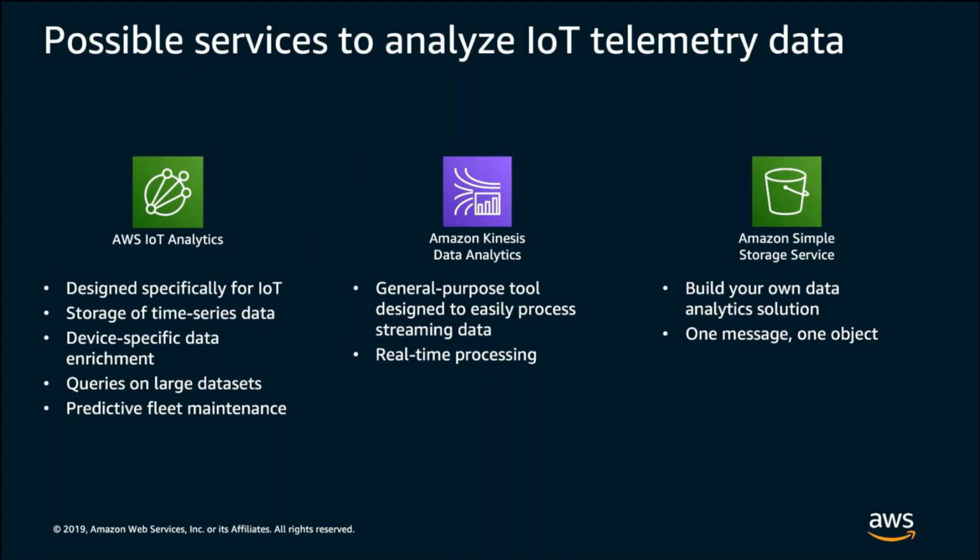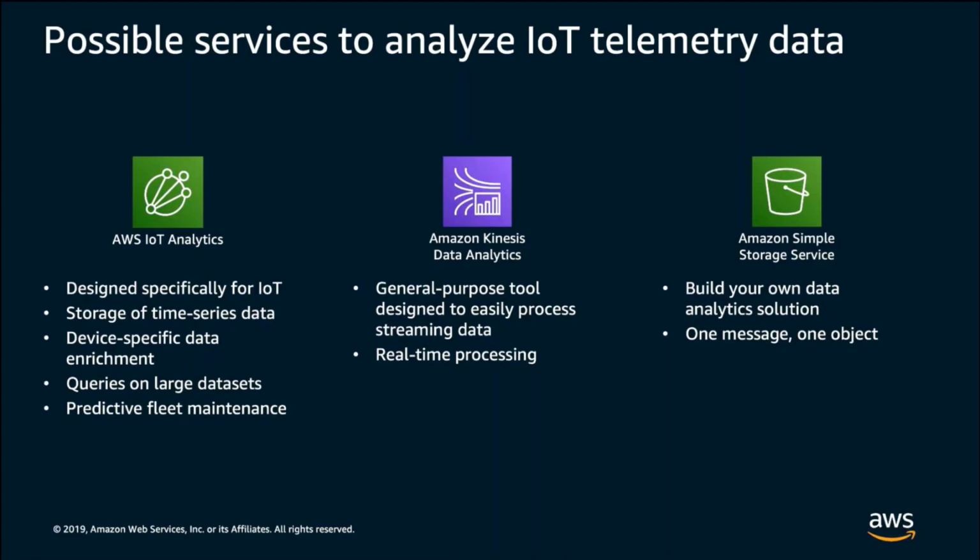The smart product solution is using AWS IoT Analytics because it is designed specifically for IoT. It supports storage of time series data and device-specific data enrichment. It also supports queries on large data sets and predictive fleet maintenance with Amazon SageMaker and AWS IoT Greengrass.